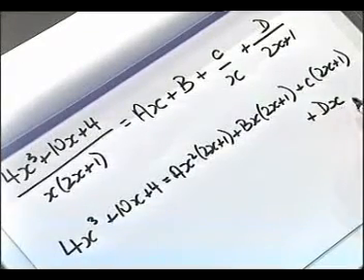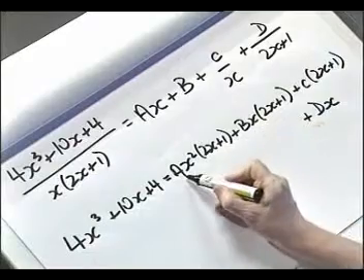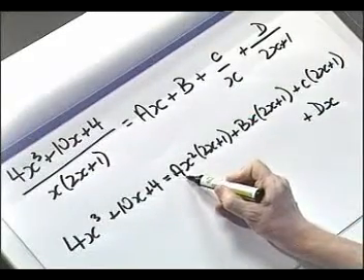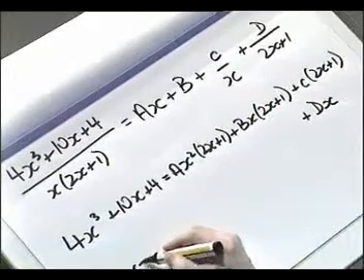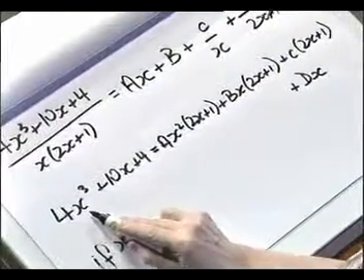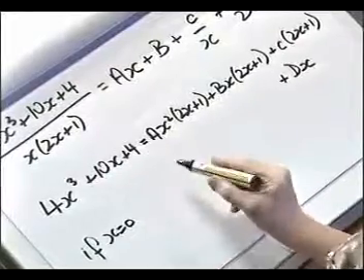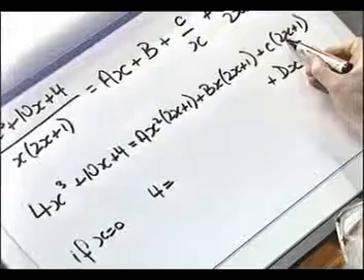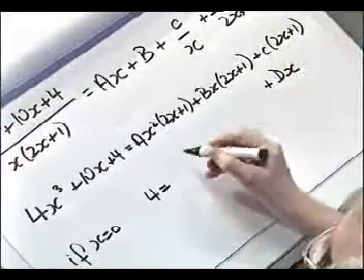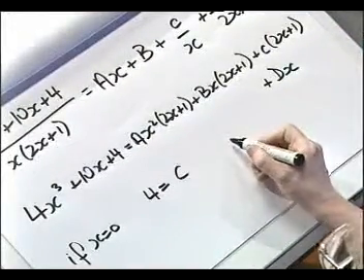Using special values, if I use x equals 0, then the d, the b, and the a terms are all going to disappear, and I'm just left with c. So if x equals 0, x cubed is 0, x is 0, I just get 4 equal to, 2x is 0, so it's just c. So we have c equal to 4.